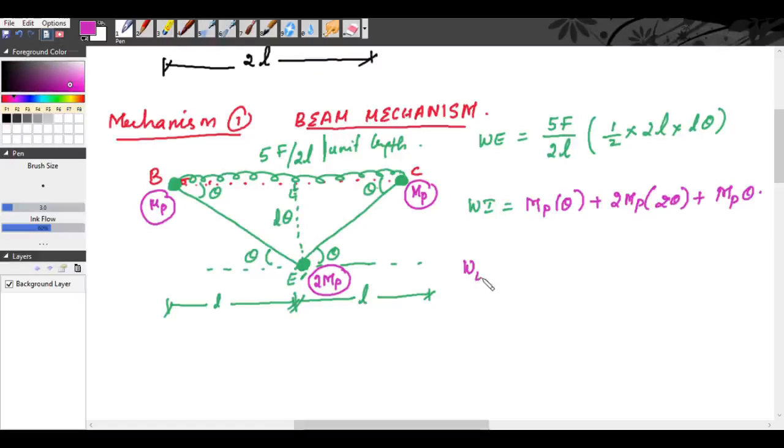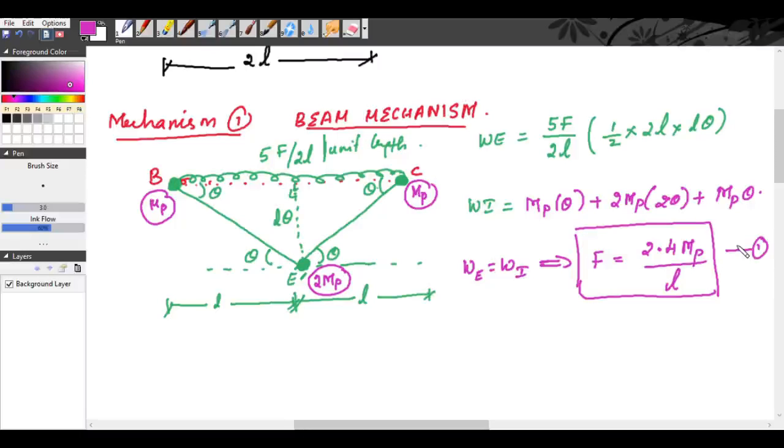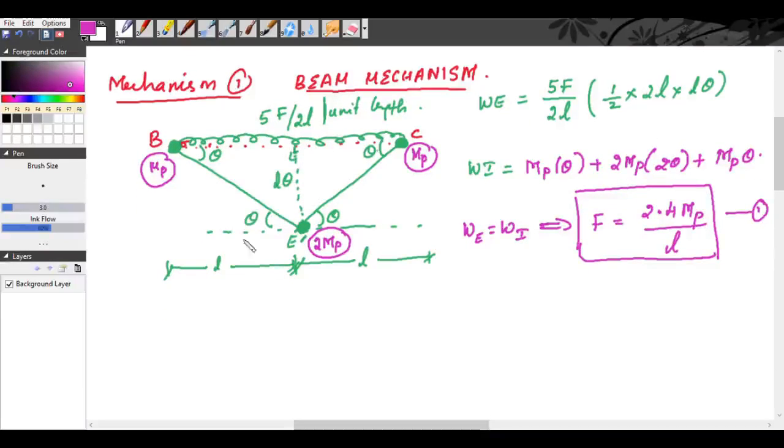Now, you can equate external work done to internal work done. We get the collapse load in terms of F, right? So your collapse load F will be equal to 2.4 MP by L. So, this is your collapse load as per your first collapse mechanism. Now, we will move on to mechanism 2.